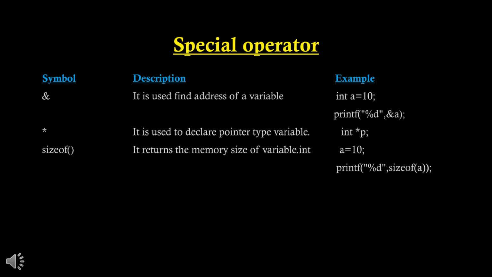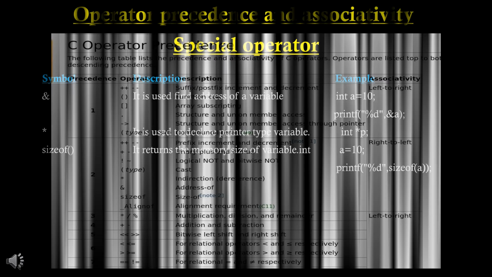Let's briefly explore special operators in programming, tools that offer unique functionalities. The address of operator, &, retrieves the memory address of a variable. For example, &a gives the location of a in memory. The pointer declaration operator, asterisk, is used to declare a pointer, which stores the address of another variable, like int *p = &a. Lastly, the sizeof operator tells us the memory size of a variable or data type, useful for optimizing memory usage.